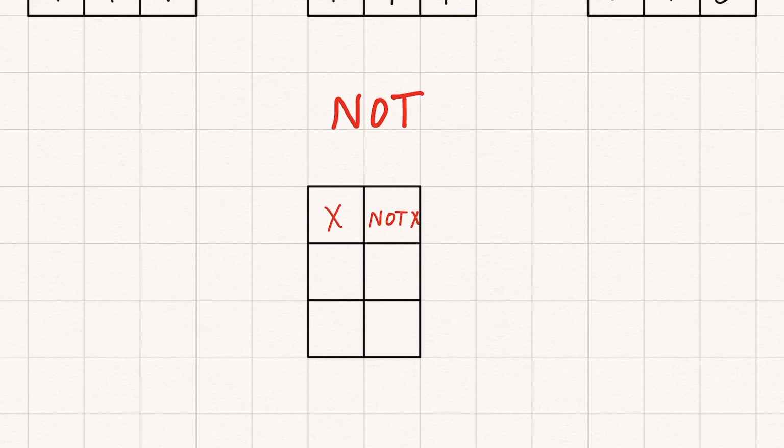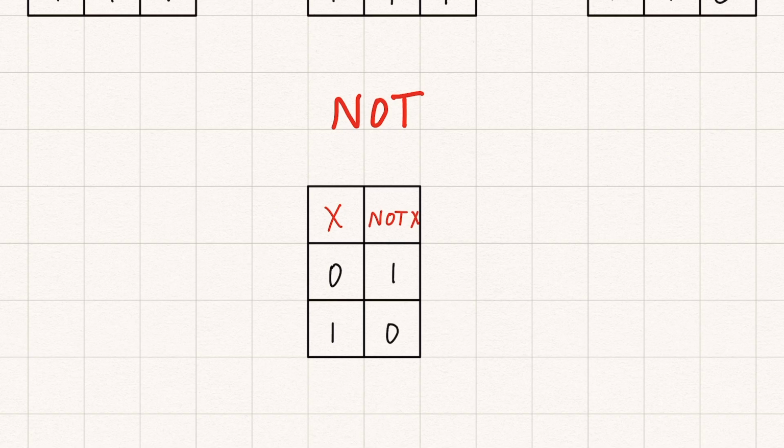Now let's move on to the final one. That is the NOT operator. The NOT operator is a unary operator. That is, it only takes in one value. So x can be either 0 or 1. And what notting it does is essentially invert it or flip it. So 0 will become a 1 and a 1 will become a 0.